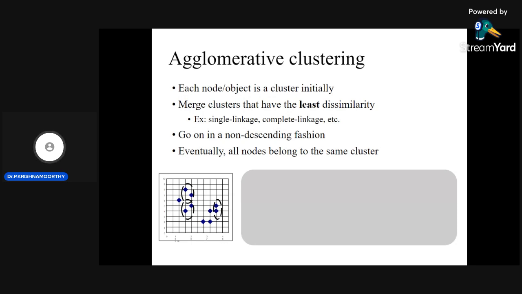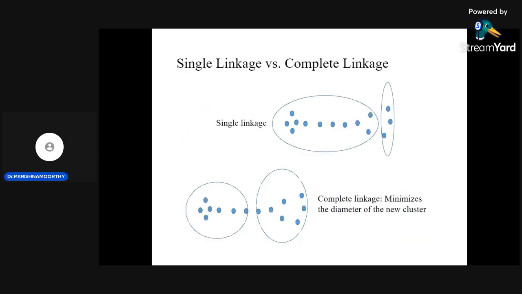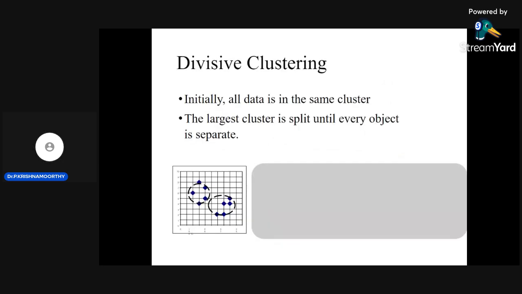In agglomerative clustering, each node or object is initially a cluster. We merge the clusters that have the least dissimilarity, and go on in a non-descending fashion. Eventually all nodes belong to the same cluster. Here we have single linkage and complete linkage clusters, with their specifications.